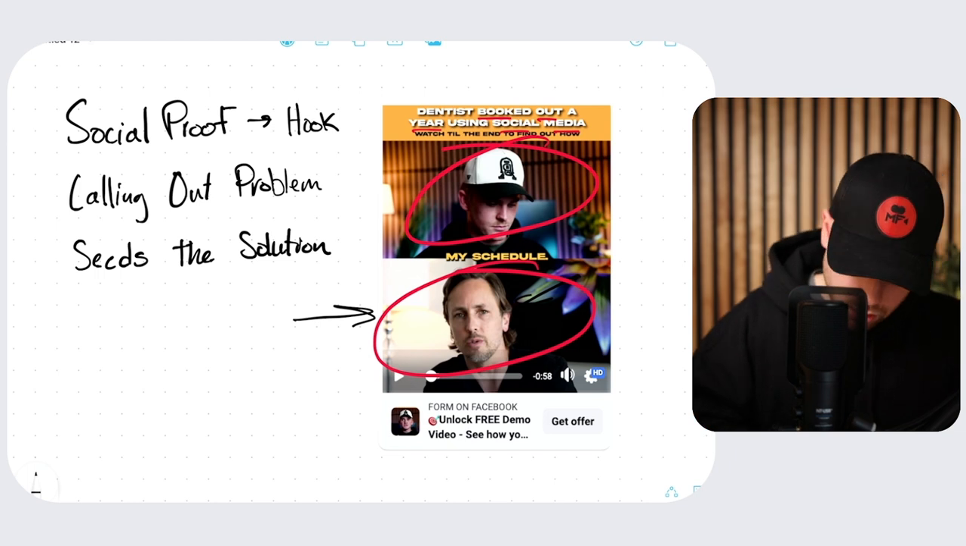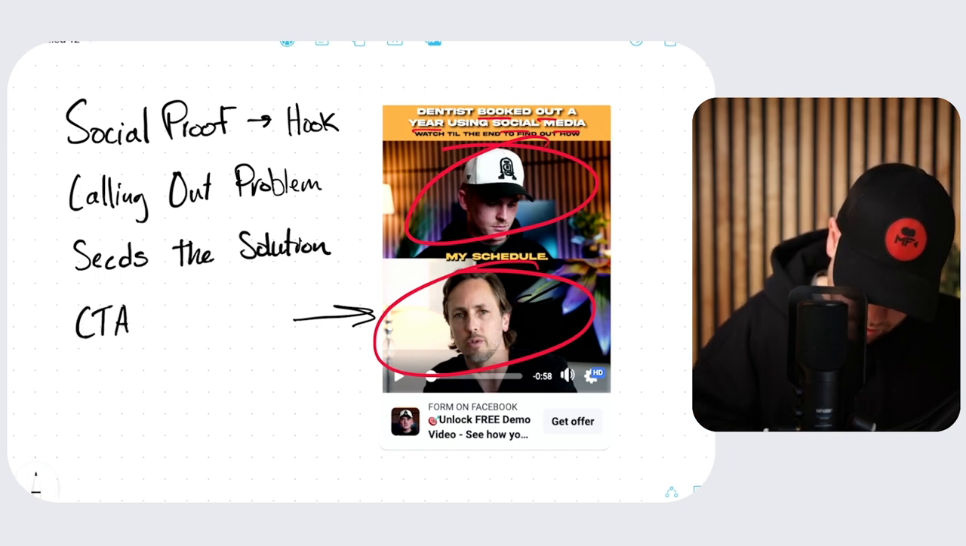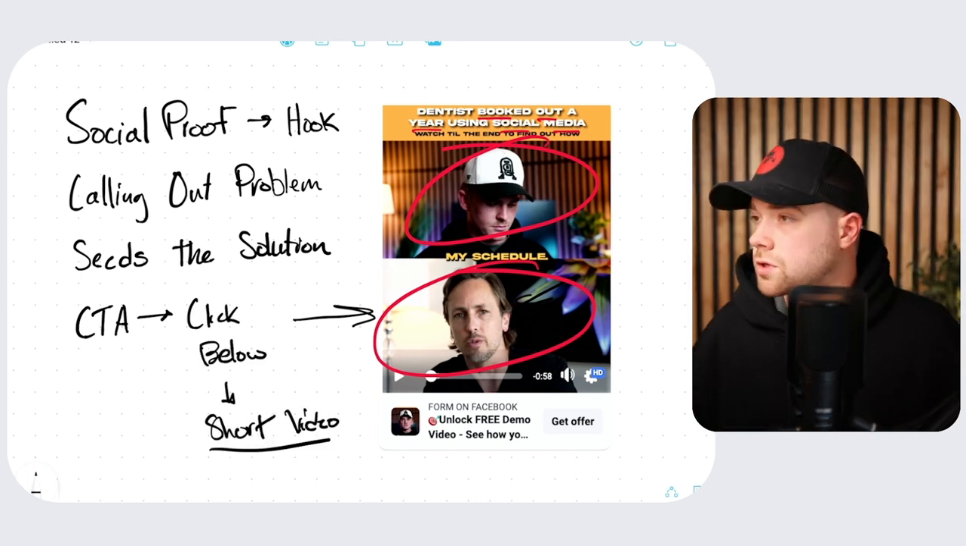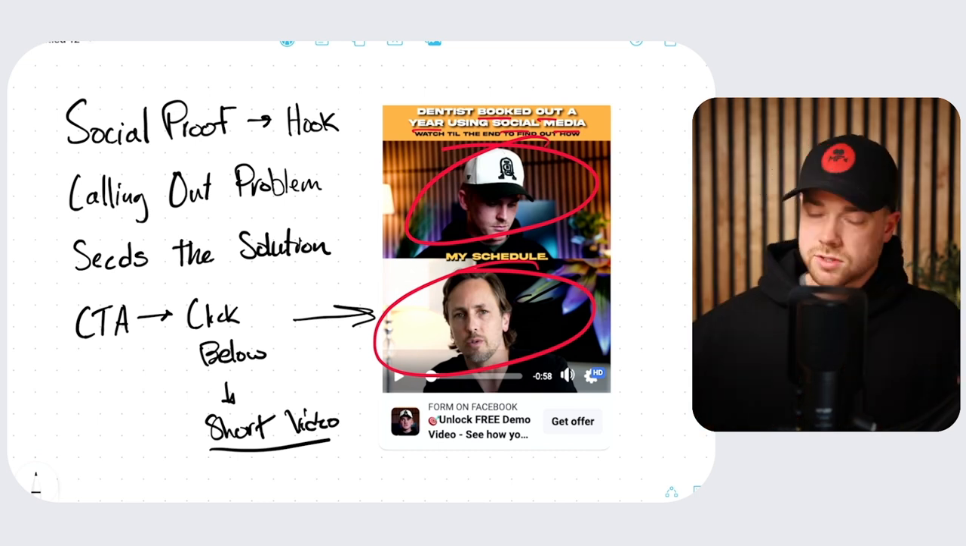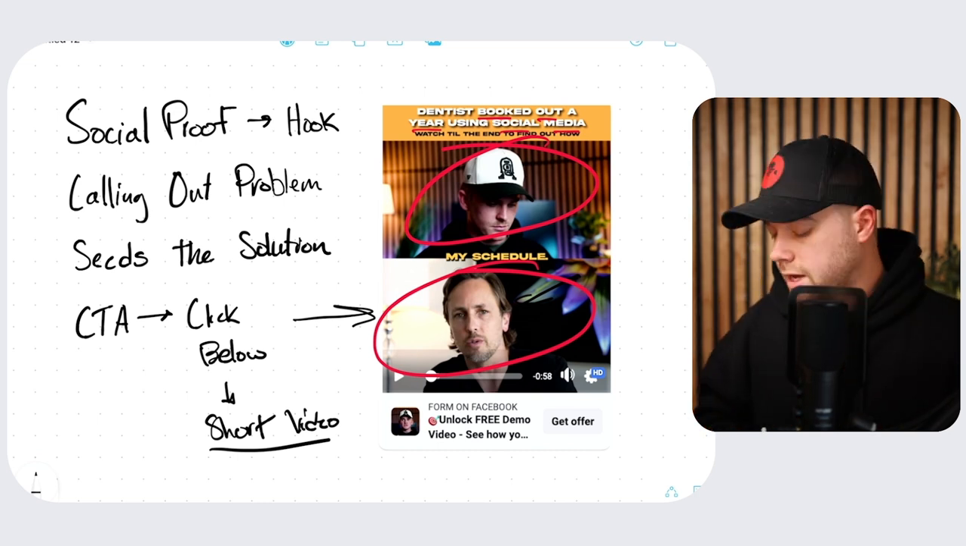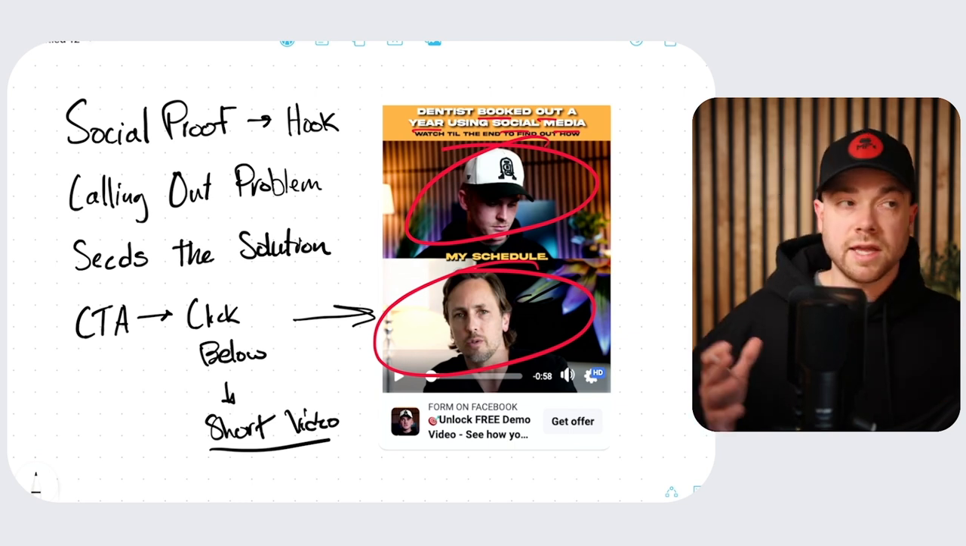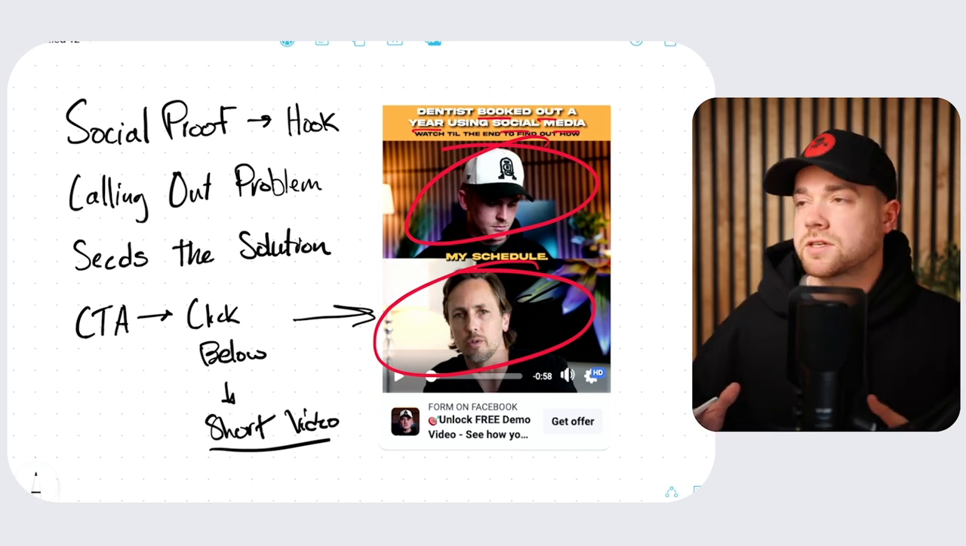And then from there, we do a very simple CTA, which is a call to action, which says, click below and you can watch a short video. And the video goes over how the system actually works, and he says, hey, this is the short video, this is what we're doing, and the video explains the process and how it actually works for getting dentists and medical practices more clients.